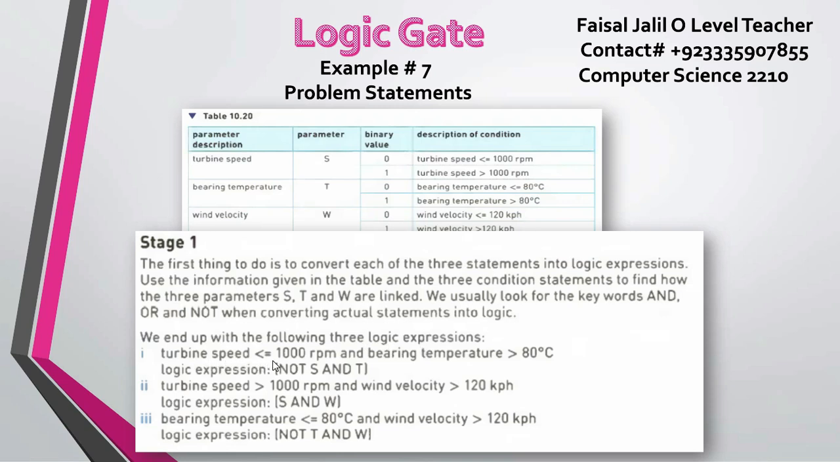Look here: turbine speed is less than or equal to 1000 and bearing temperature is greater than 80 means NOT S, since S is equal to 0 means NOT S, and T is equal to 1 means simply T. Then the second statement: turbine speed is greater than 1000 rpm and wind velocity is greater than 120, so S is equal to 1 and W is equal to 1. Simply S and W indicates that S is 1 and W is 1. NOT S means that S is equal to 0 in this case.